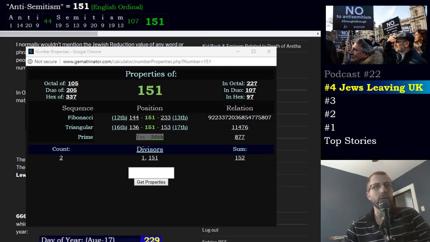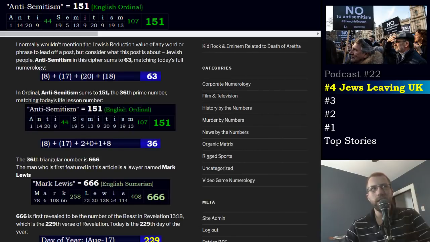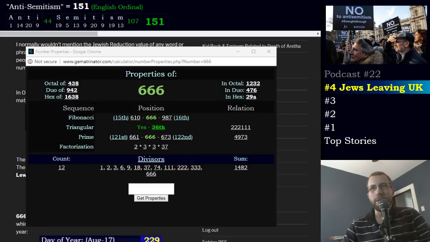This date also has a life lesson number of 36. This is calculated by adding the month and the date, and then the individual digits of the year. Now, the 36th triangular number, right? So we talked about prime numbers. Triangular numbers are the numbers that you get when you add every number up, in this case, 1 through 36. If you do that, you get the number 666. So we call this the 36th triangular number, and so much of numerology revolves around this number.